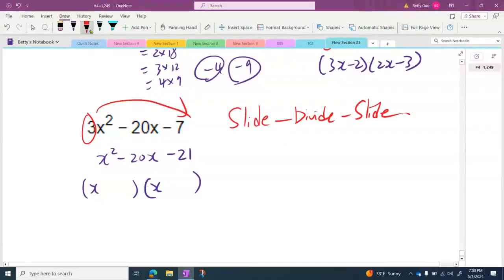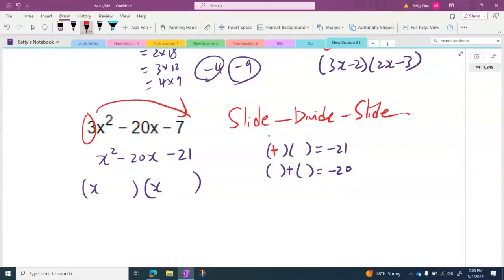Let's see. We need to find the two integers that multiply to -21 and add up to -20. The two numbers must be one positive and one negative, and the negative number has the bigger absolute value. Let's see which two numbers. 21 can be written as 1 times 21 or 3 times 7, and that's it.